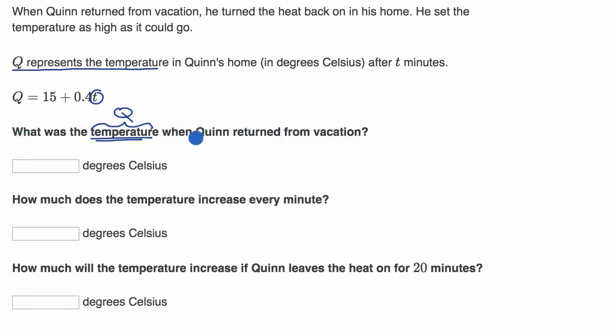Well, right when Quinn returned from vacation, that is when T is equal to 0. So this is equivalent to saying, what is Q, our temperature, when 0 minutes have elapsed? If you go back to this original equation, we see that Q is equal to 15 plus 0.4 times the amount of elapsed time in minutes. So that's times 0. So that's just going to be 15 degrees Celsius.